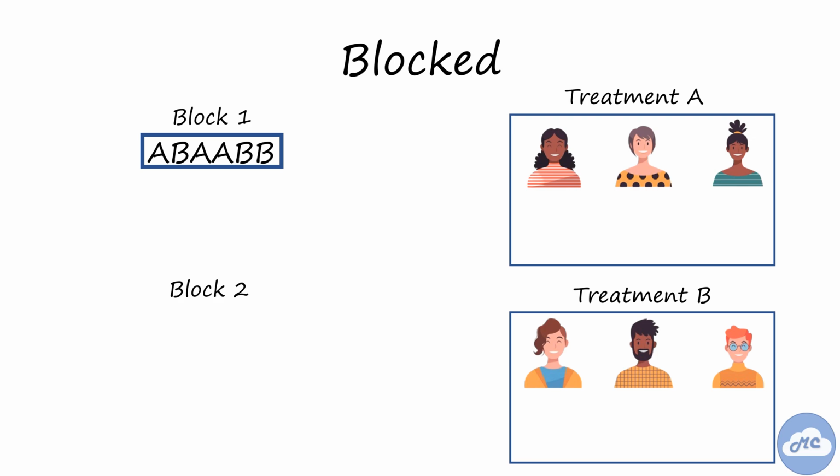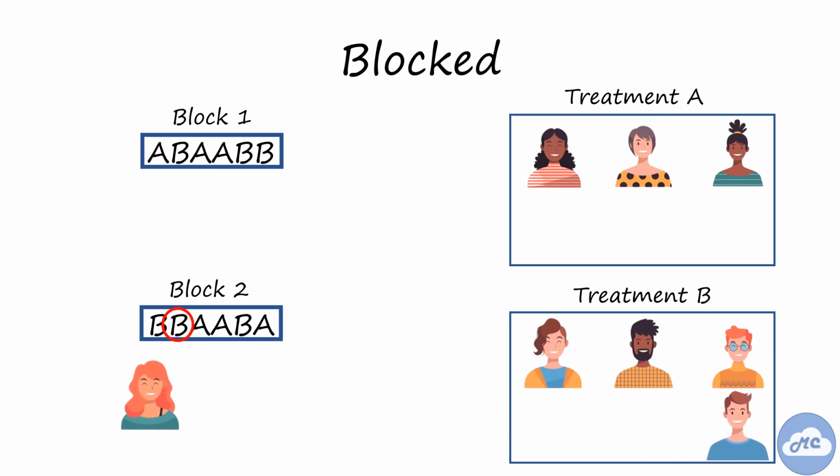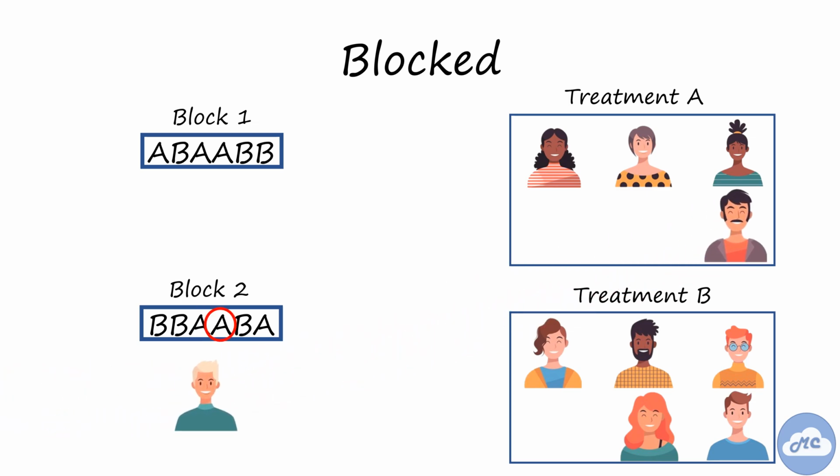For block 2, the randomization sequence is changed. The block order is now B, B, A, B, A. And participants in block 2 are randomized according to this sequence. A key advantage of block randomization is that treatment groups will be equal in size and will tend to have uniform distribution of confounders.